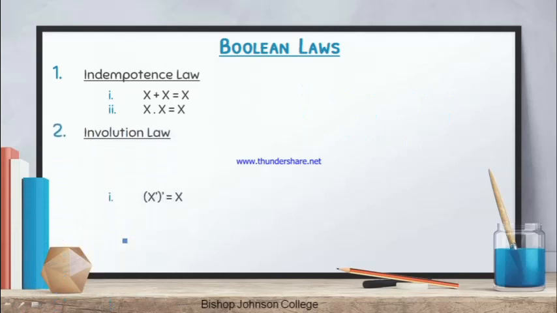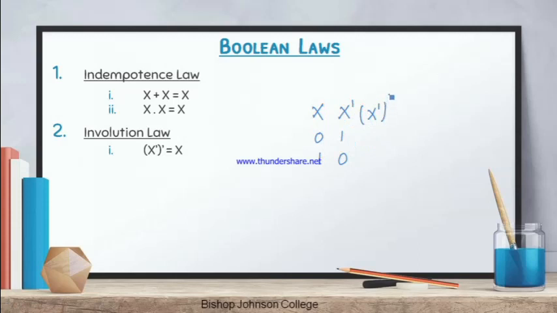Then involution: X double bar is X. X is 0, 1. When we take the complement, X dash, it is 1, 0, the opposite of X. Again, taking another complement, it is the opposite of this X complement column, so it now becomes 0 and 1. So it is the same as X. So X double complement is X.